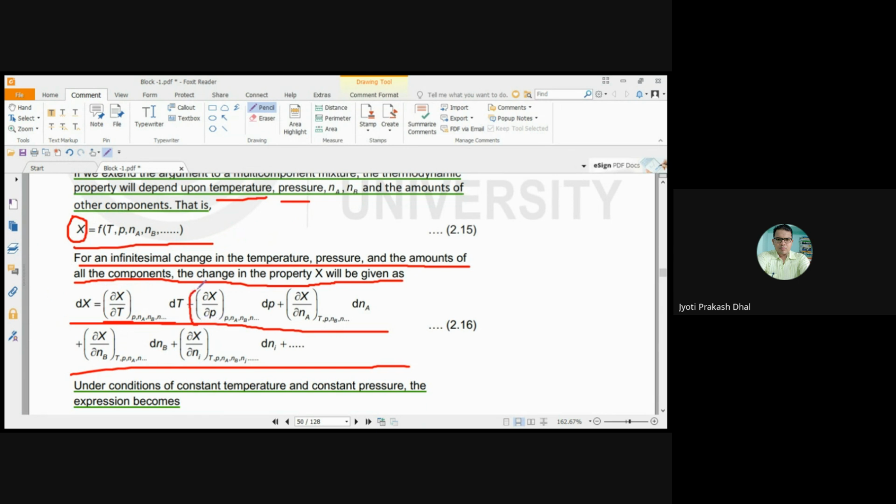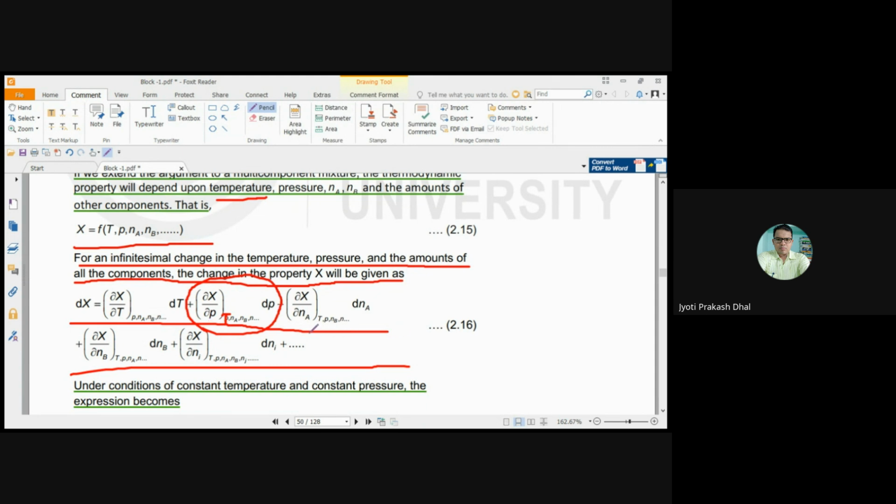And the second term represents the change in the value of X with respect to change in pressure only, maintaining, and here again some typing error is there, so T will be there in place of P, you should write T. So this term represents the change in value of X with respect to change in pressure at constant temperature T, constant number of moles of A, constant number of moles of B, and so on.